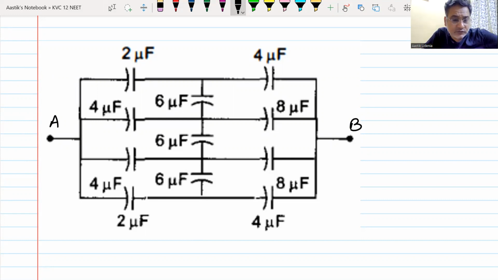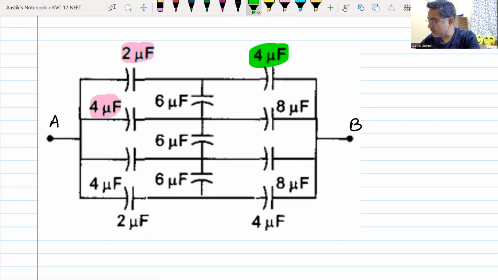You have 2 minutes to give me the answer for this one. So how do we get the answer, sir? 2 and 4. 4 and 8. This becomes a balanced Wheatstone bridge. This goes away. This is 4, and this is also 4.